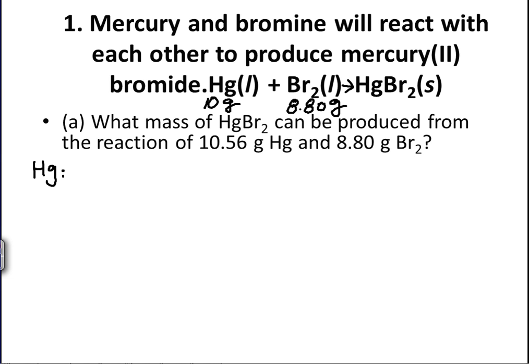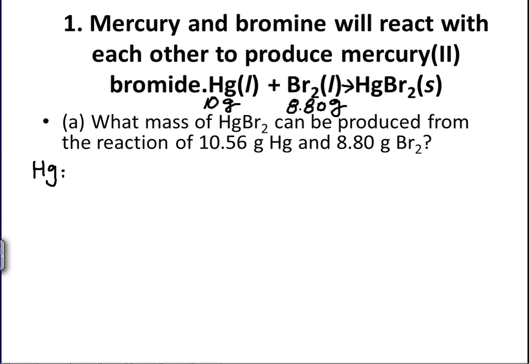Alright, so let's start over. HgBr2 yielding HgBr2. Everything's balanced. So this is a limiting reactant problem. I'm going to do the problem from Hg's perspective, which is mercury, and predict how much product I'm going to form. Then I'm going to do the same thing using Br as my limiting reactant, and see which one's going to give me the product, and see which one's the limiting reactant.